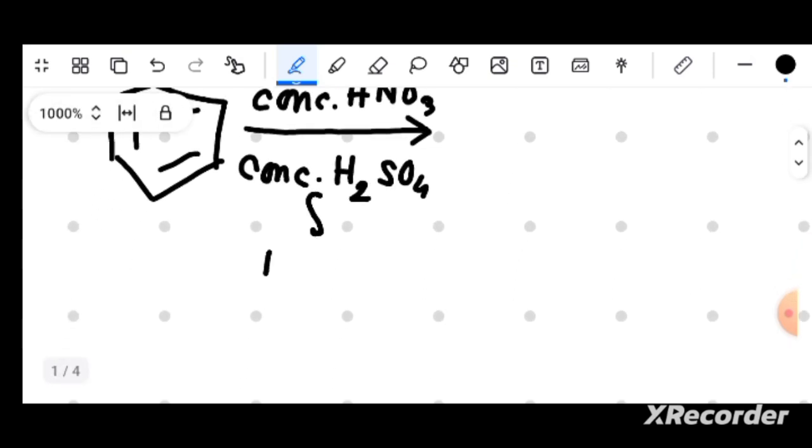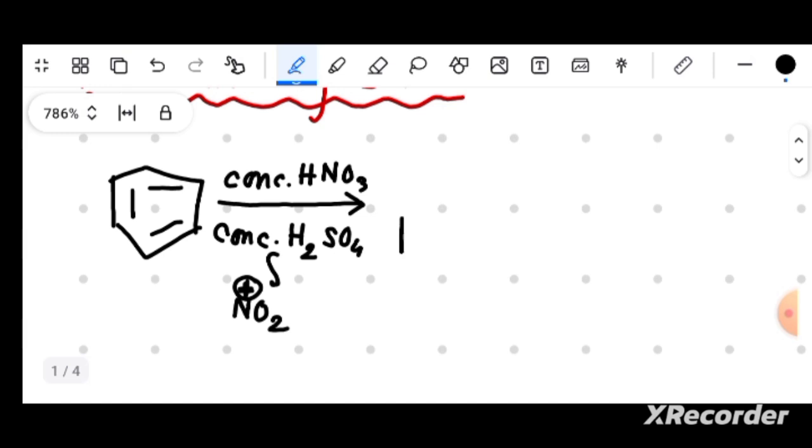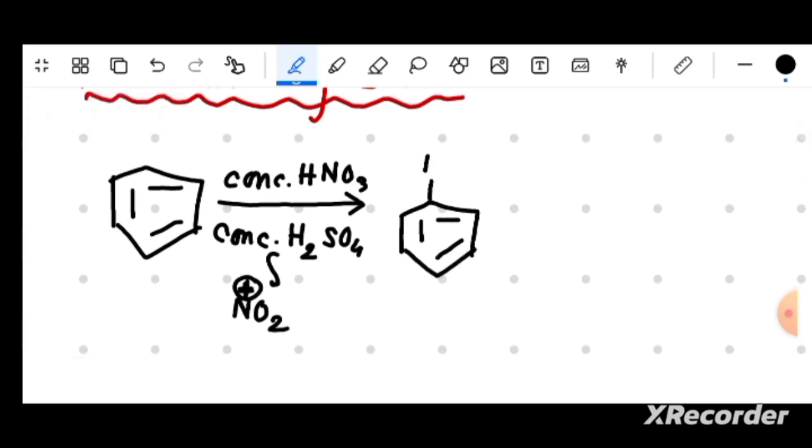As a result, NO2 plus electrophile is generated, and it adds on to benzene like this. There's a mechanism as well, but in this case I am showing you about benzene diazonium chloride, so we won't need this here.